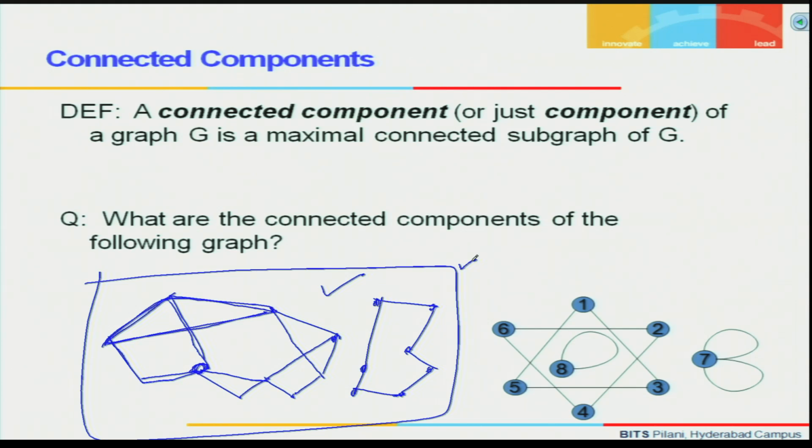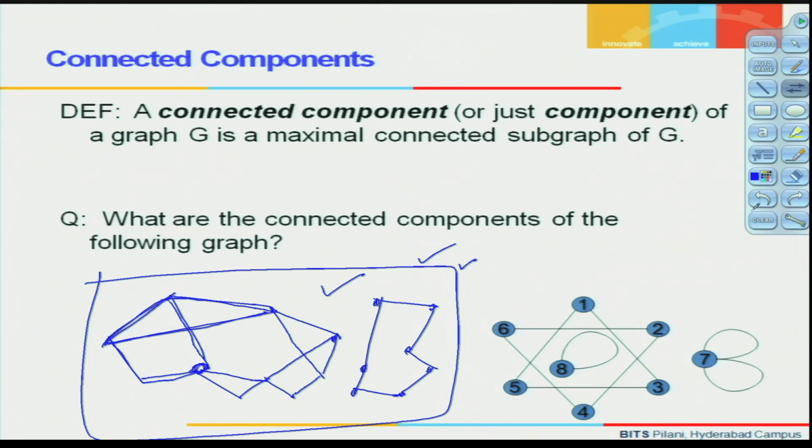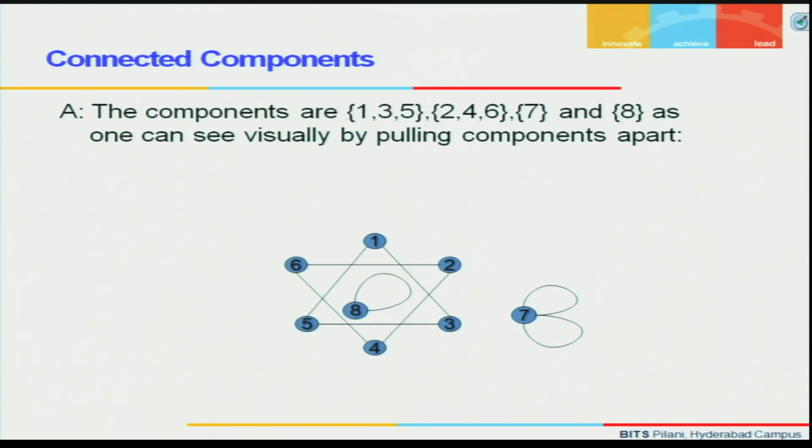Given any graph, you find out a maximal connected subgraph of G, that is called a component. What does it mean? A component should be a subgraph. Definitely for this graph, for it to be a component, it has to be a subgraph, and then that subgraph has to be connected, and then it has to be maximal with respect to the property of it being connected. What does it mean? We will do this with an example. Say we take this particular example.